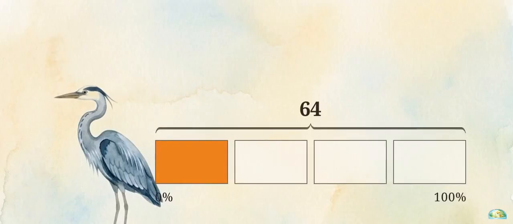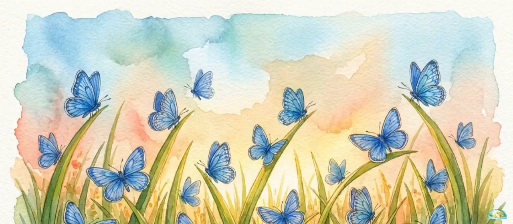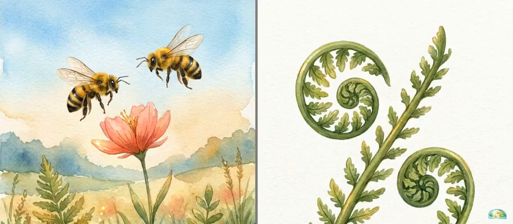Now we apply that ratio to 64. Finding 1/4 of 64 is the same as dividing 64 by 4. 64 divided by 4 is 16. 25% of 64 is 16. Percent problems don't require a different type of math. They are just ratio problems using a different symbol.